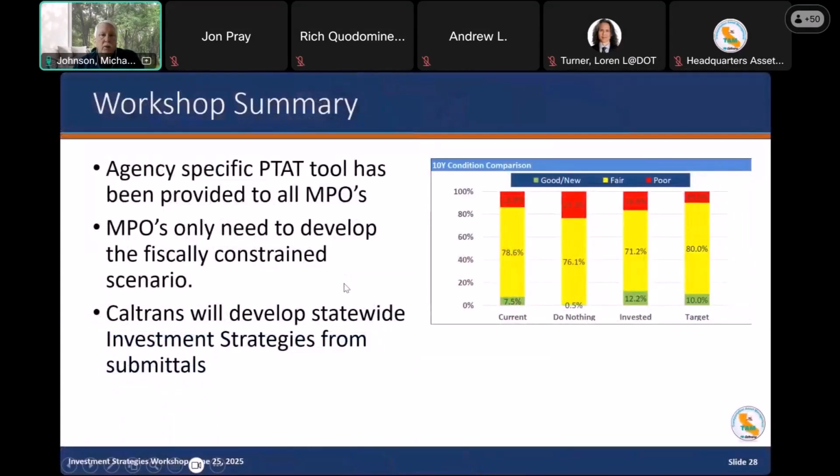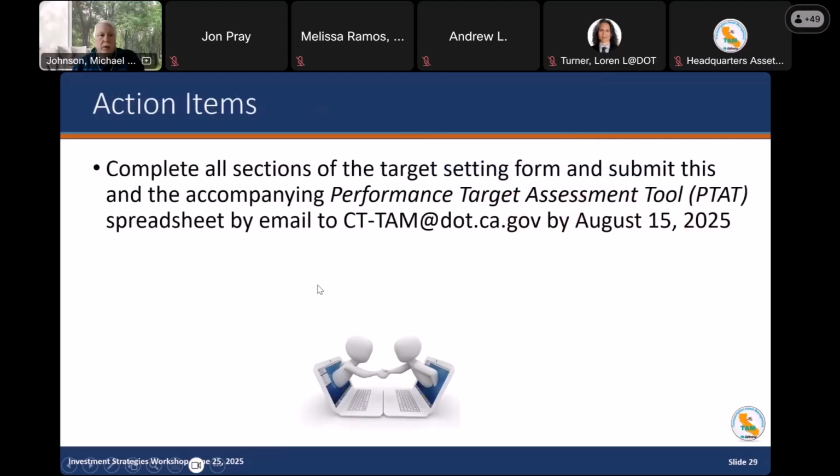Okay, so some closing remarks. We talked about how this agency-specific performance targeting analysis tool has been provided to all MPOs. All you need to do is develop the fiscally constrained scenario. We will do the statewide investment strategies from that, and then those will be presented in the draft report. So the big action item for all MPOs is by August 15th to get, we certainly appreciate them early, but if we can't get them early, no later than August 15th, to get your MPO's worksheet back. And I think that will give us what we need to be able to get to work on the investment strategies and the narrative of the TAMP, and then that will ultimately lead to a draft.